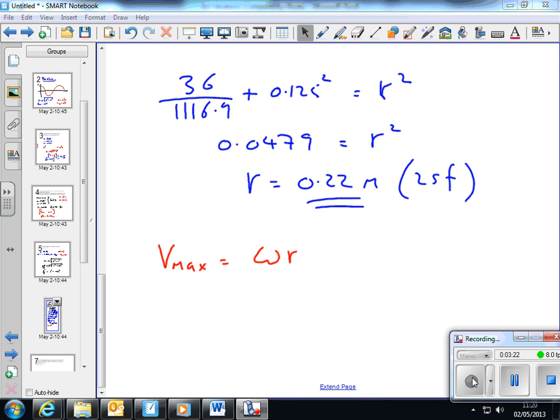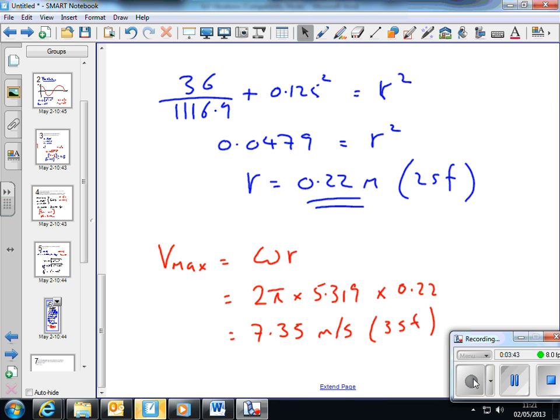So to find V max, we use V max equals omega r. Well, we've just found r, and we've just calculated omega. Omega is 2 pi times the frequency, which is 5.319. And so we just times that by 0.22, and there is our V max. So putting the values in, we get around about 7.35 or 7.4.